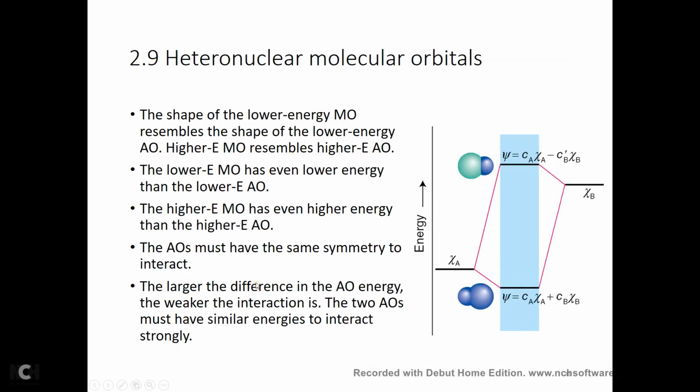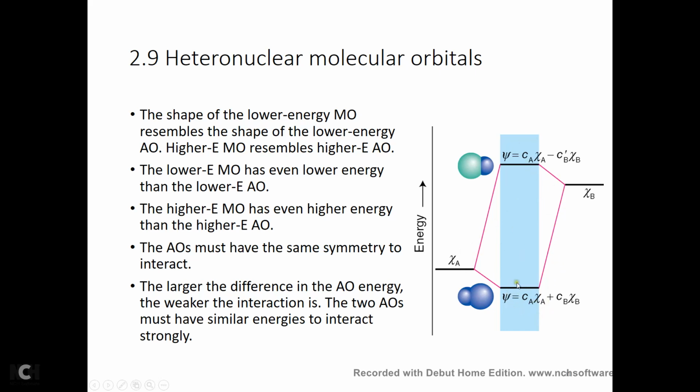Section 2.9, Heteronuclear Molecular Orbitals. This is the MO diagram of two different atoms, A and B. This is one atomic orbital of A. This is an atomic orbital of B. They have different energies, and they can form two MOs. This is the bonding MO. This is the anti-bonding MO.